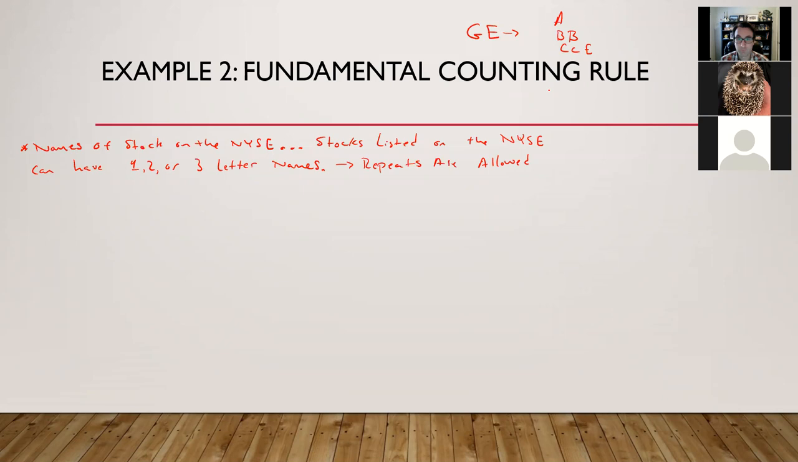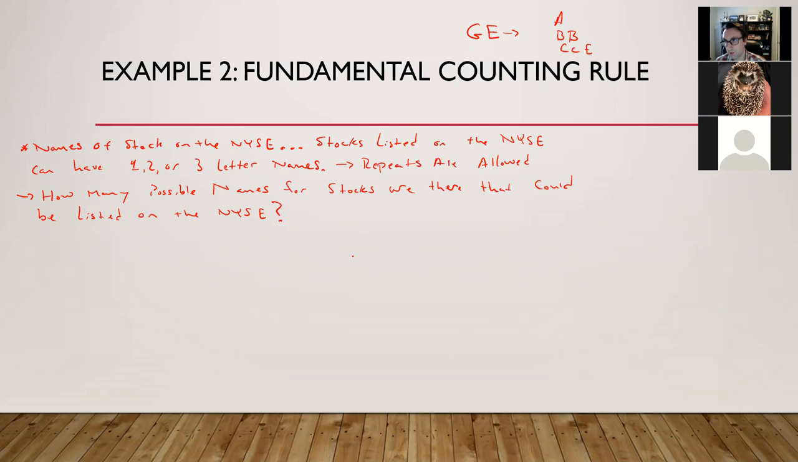So here's the question. How many possible names for stocks are there that could be listed on the New York Stock Exchange? Okay. All right, does that question make sense? How many possible different names of stocks could there be for the New York Stock Exchange? Okay. Well, first off, how many letters are there in the English alphabet? Close. Yeah. There's actually 26.